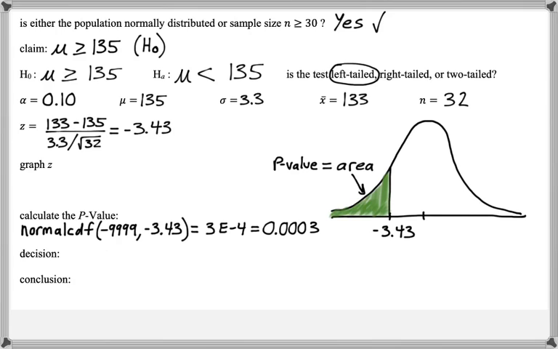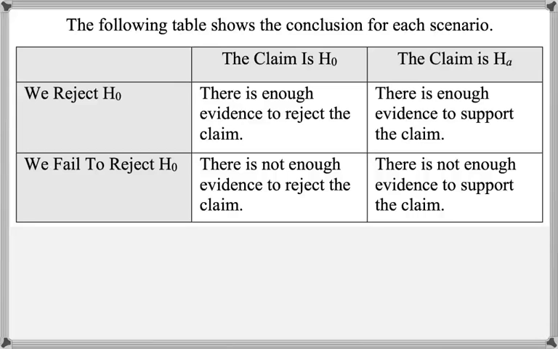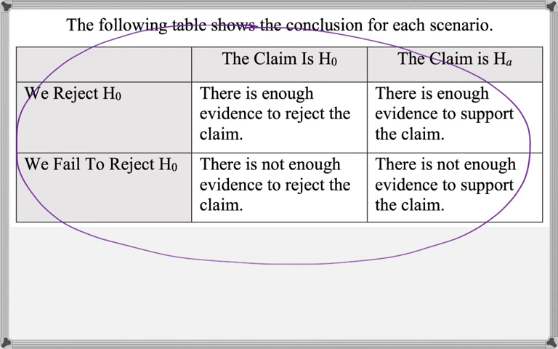So for the decision, we need to compare the p-value to alpha. So 0.0003 is less than 0.10. So the p-value is less than alpha, which means we have to reject the null hypothesis. Now for the conclusion, our wording has to be very specific. Here is the table from earlier. So our conclusion has to follow this template.